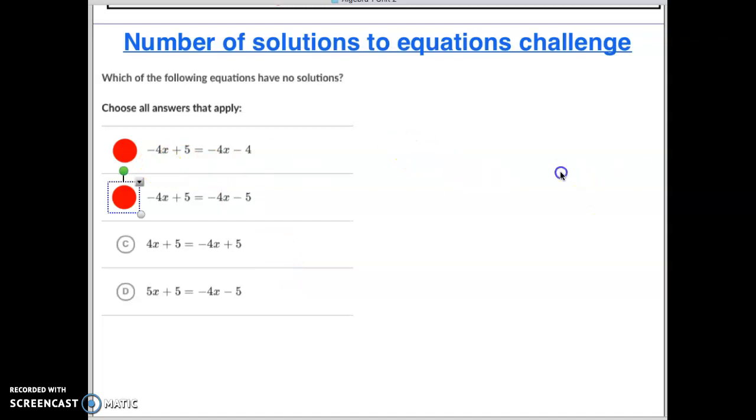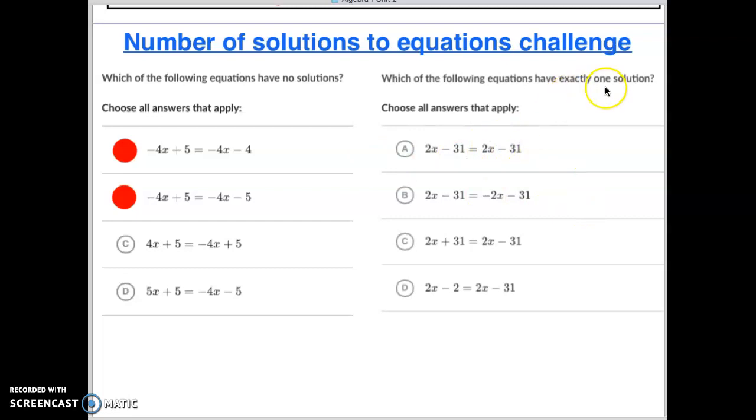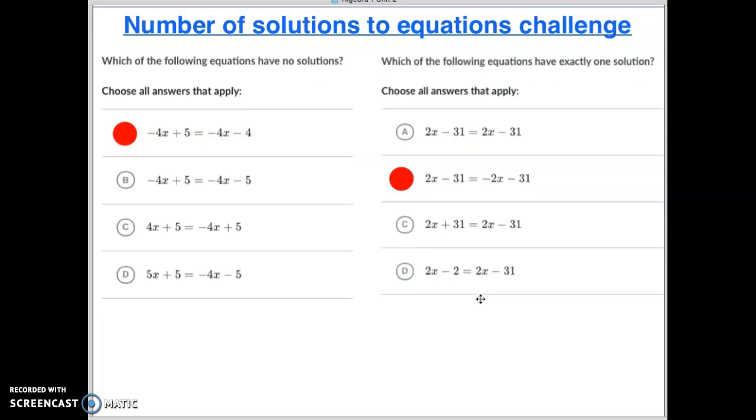All right, let's do the next one. Which of the following have exactly one solution? For one solution problems, the x's don't match. Well, let's see. 2x and 2x, they match. 2x and negative 2x, those do not match, so we'll put a dot right there. 2x and 2x, they match, so it can't be. 2x and 2x doesn't either. There you go. So only B for that one.